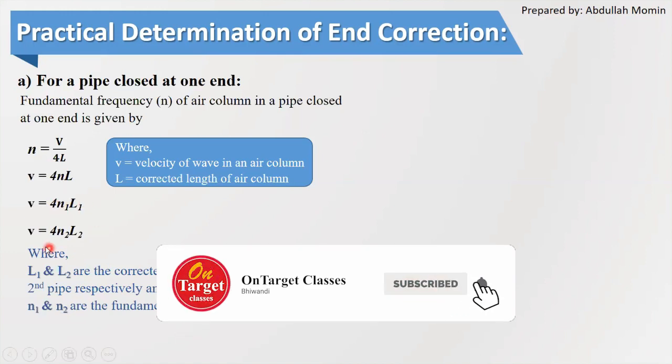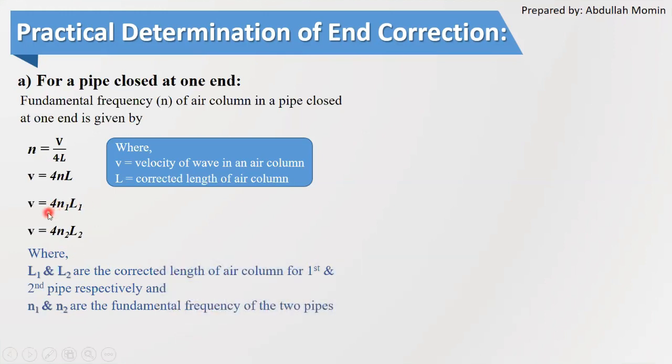Now from this equation, the left side is V, that is the speed of sound in an air column. The sound is traveling in air, and if the medium is the same, the speed will be constant. Frequency N1 increases, length L1 decreases. Frequency N2 decreases, length L2 increases. If we change the frequency, L is going to change. If we increase the frequency, the corrected length is going to decrease, but their product 4N1L1 and 4N2L2 will remain the same, and that is V.